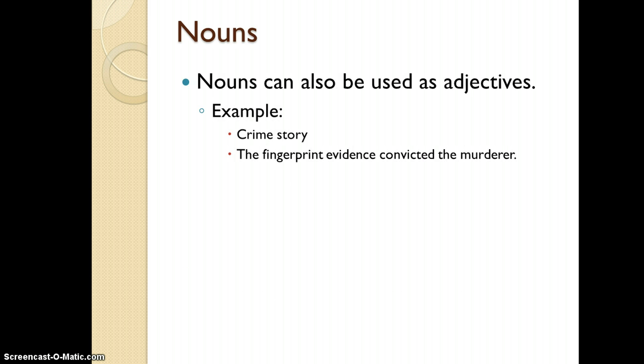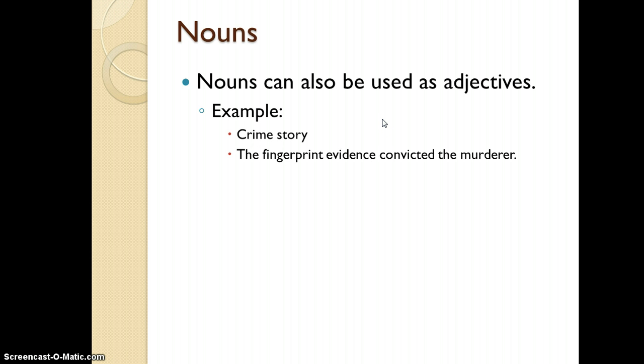How can a noun be used as an adjective? Very similar way. If you look at the example, crime story. So if we talked about the word crime, crime is a thing, it would be a noun. But here it's modifying story. So it's going to be an adjective.